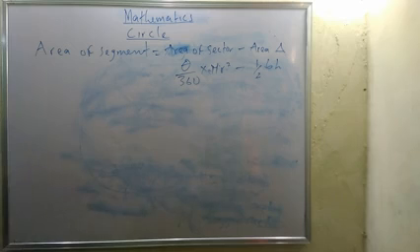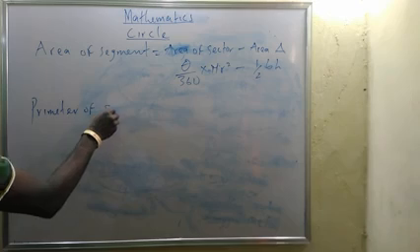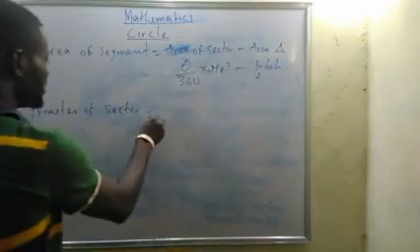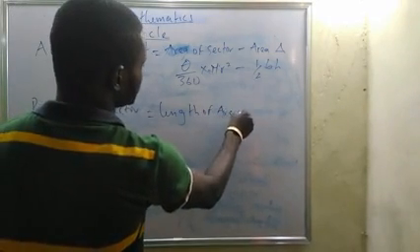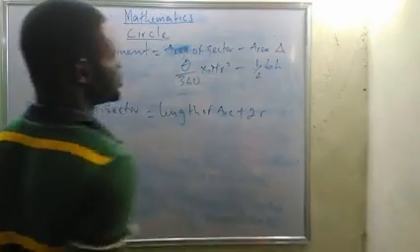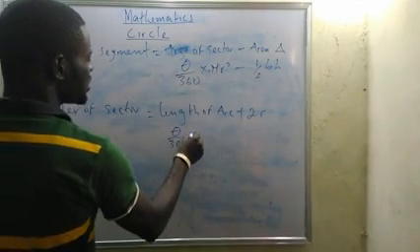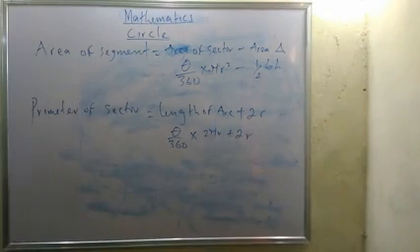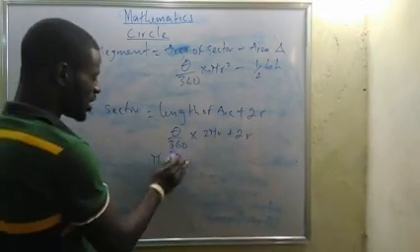Now, the next thing I want us to understand is perimeter of a sector. Perimeter of a sector means the total outer length of a sector. It must be length of arc plus two radii. Now, length of arc is theta all over 360 multiplied by 2 pi r, plus 2r. That's just it.